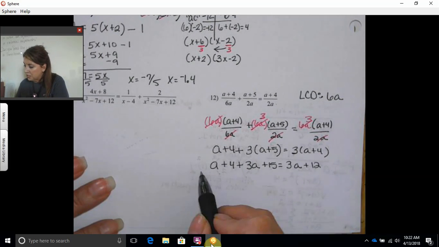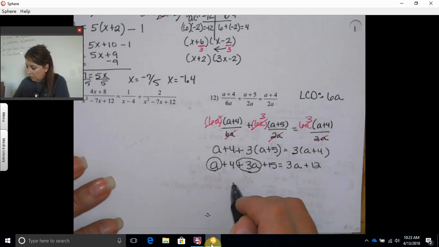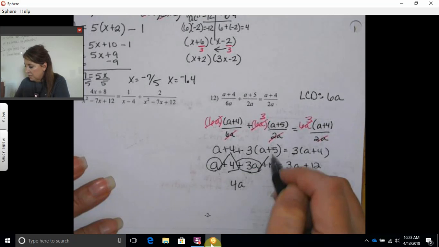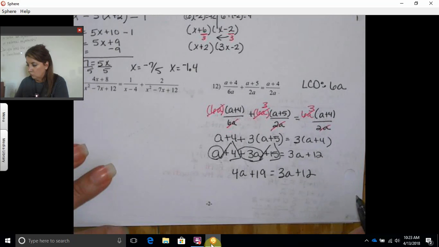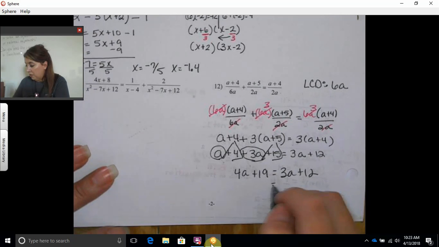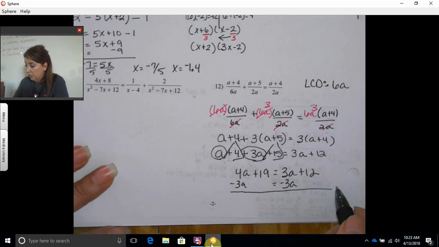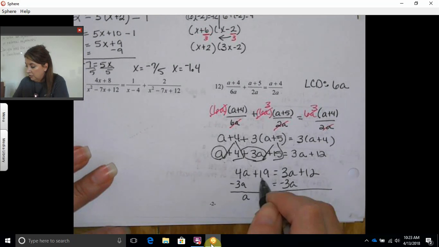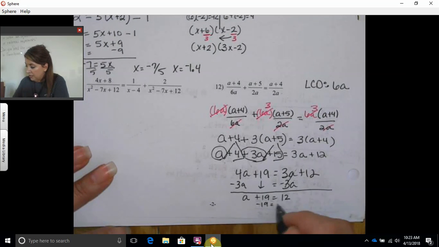Okay, on the left side, let me combine like terms before I start moving stuff around. What is positive 3a and positive a? 4a. And positive 4 and positive 15 is positive 19 equals 3a plus 12. Now what should we do? Is that the only thing we could do? No, there's like 4 things we could do, but that's what I would do. I like to get my a's together first. 4a minus 3a is a plus 19 equals 3a minus 3a is 0 plus 12. Subtract 19 from both sides and a equals negative 7.